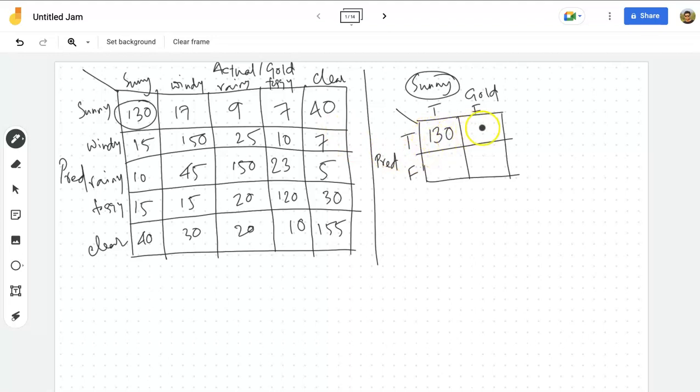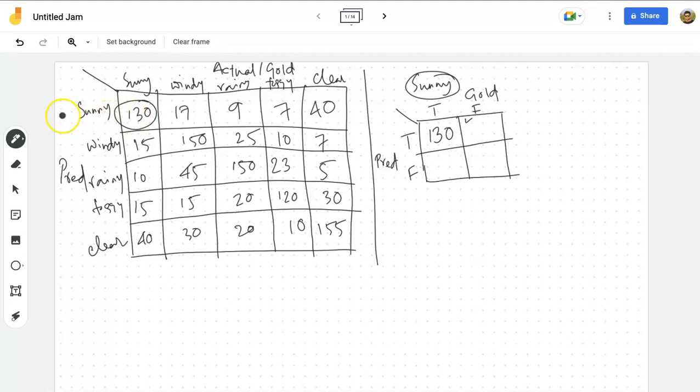Okay, now let's move to the second cell. What is this cell? Prediction is sunny, but actual, in reality, it is not sunny. So how to calculate this from the actual table? Your model predicted sunny, but in reality the labels are not sunny. This is how to check it from the actual table.